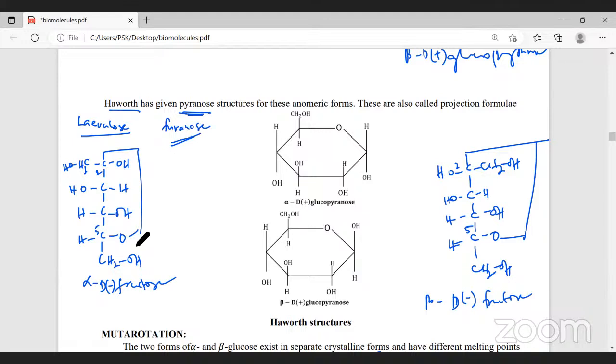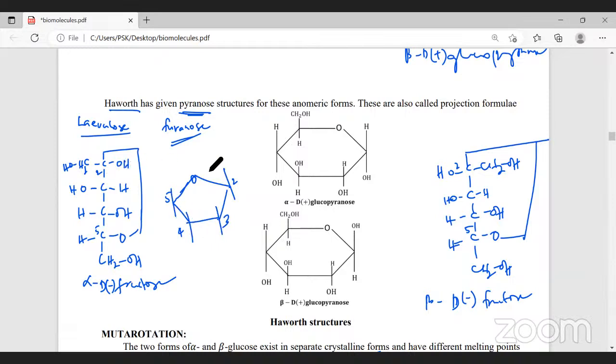Now, in order to write the 5-membered ring of alpha D minus fructose, write a pentagon like this, and write oxygen here. Now we can number this as 2, 3, 4, 5. The 2nd and the 5th carbon atom are bonded through oxygen. Now we can write bonds like this.